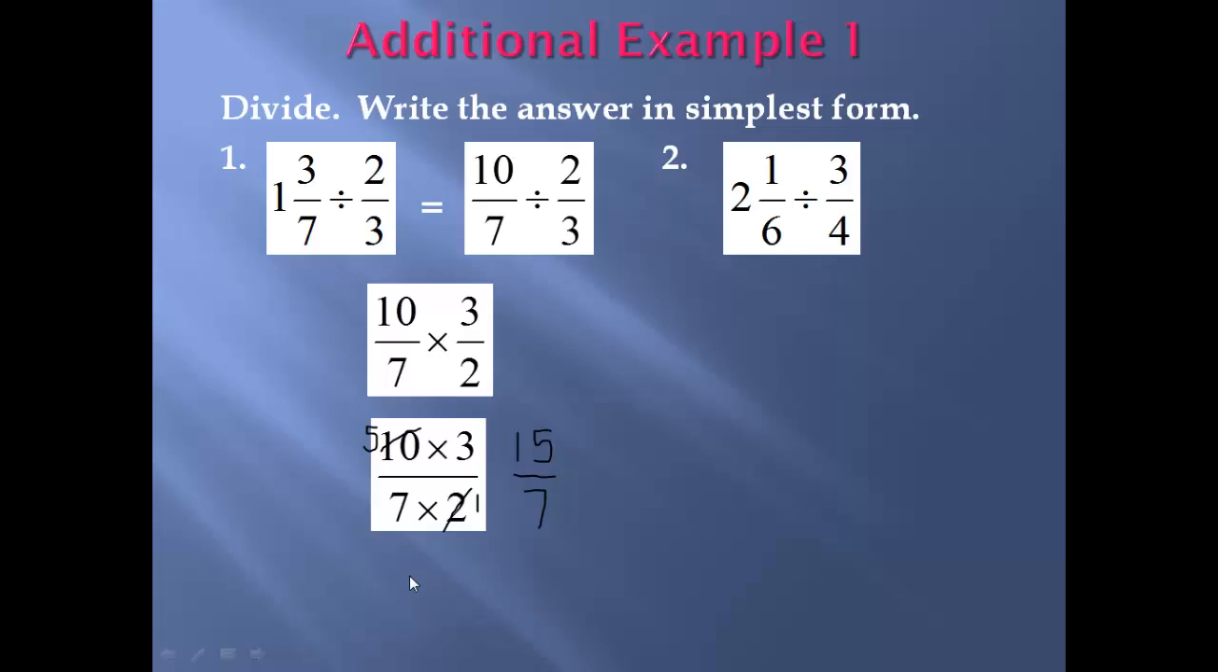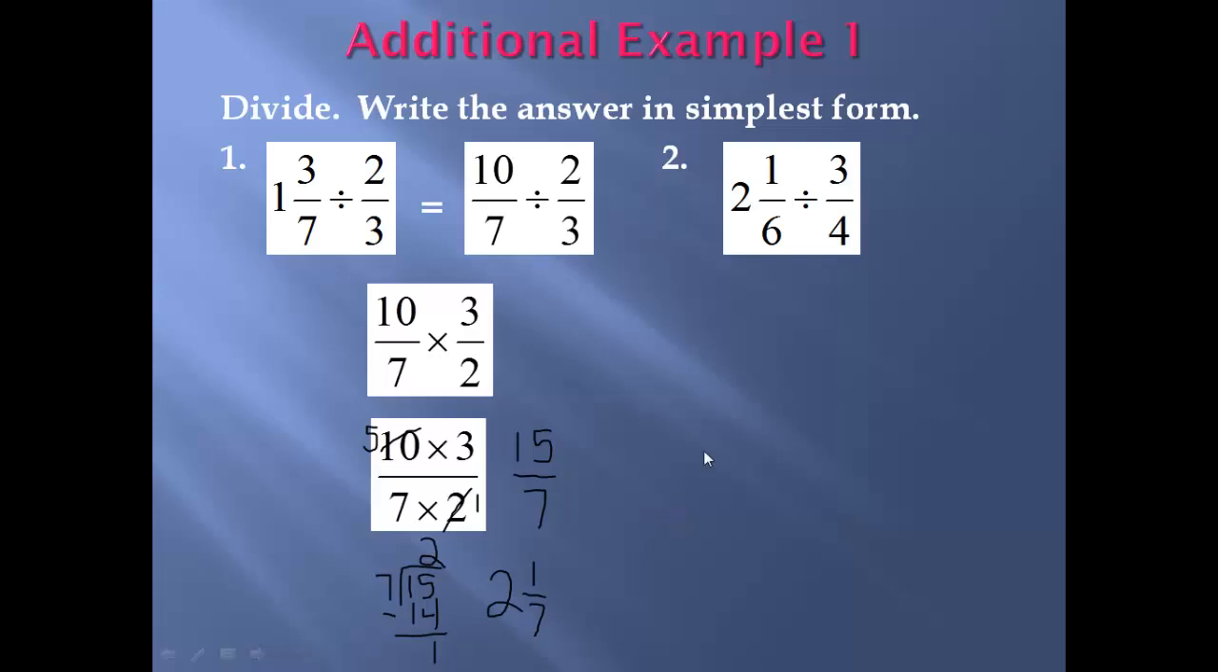So we're going to have 15 divided by 7. 7 goes into 15 2 times, and 2 times 7 is 14. When we subtract, we're going to get 1. So our answer is 2 1/7.